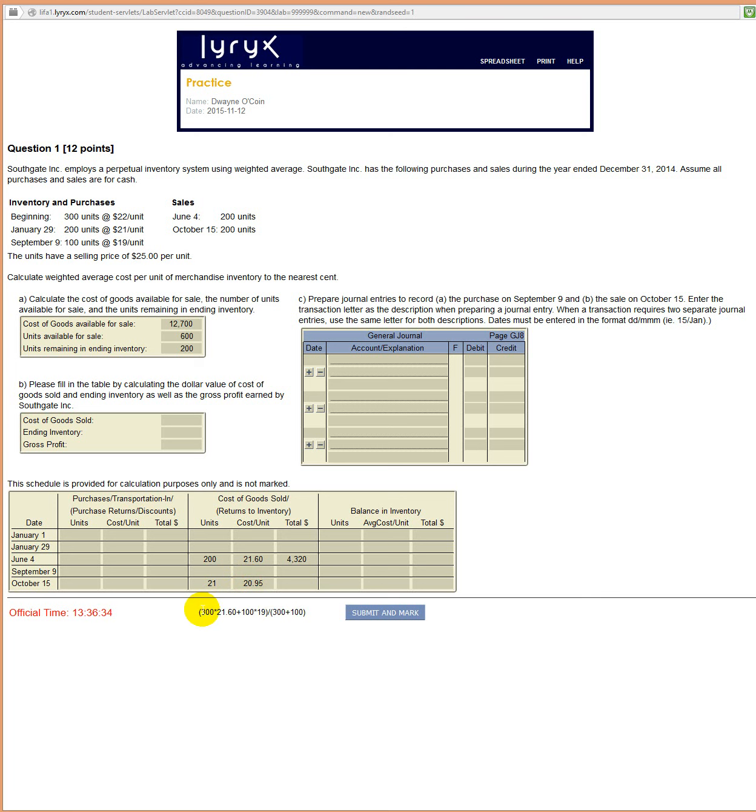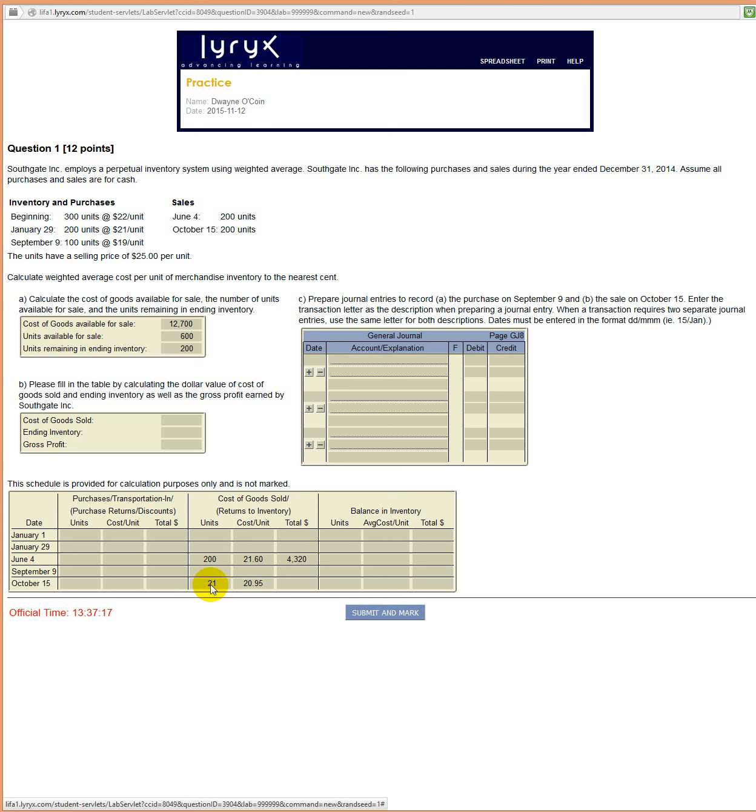So what we've done is we've taken 300 of inventory which was left from the beginning inventory plus the January 29th purchase, because we had 500 units and we sold 200 in June. So that leaves us with 300, and we use the weighted average cost of those inventory items to value the 300 that were left over. Plus, we added another 100 on September the 9th, so we also had that inventory when we made the sale on October the 15th. So, 100 times 19 plus 300 times 21.60, that's the dollar side, and the number of units is the 300 we had left over after the first sale, plus the 100 we bought in September.